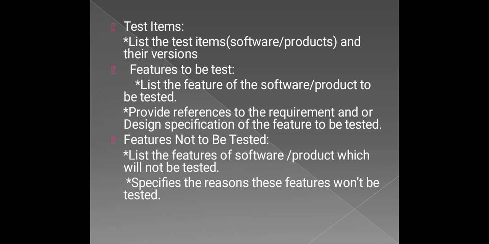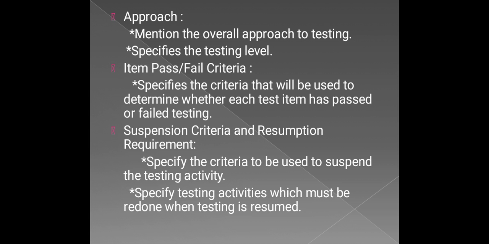The first one is to list the features of the software product which will be tested. For features not to be tested, specify the reasons why these features would not be tested, and list the features that will not be tested. Approach is nothing but mentioning the overall approach to testing, that is, how it should be tested. In the approach we specify the testing levels.